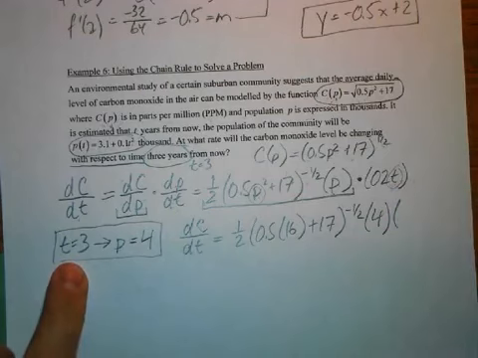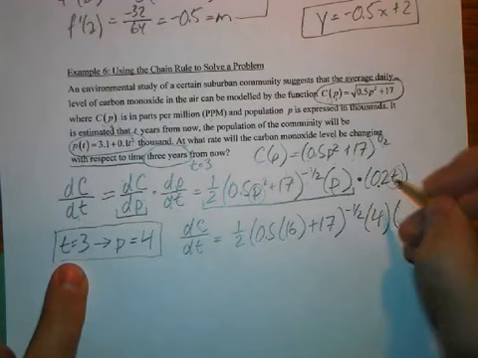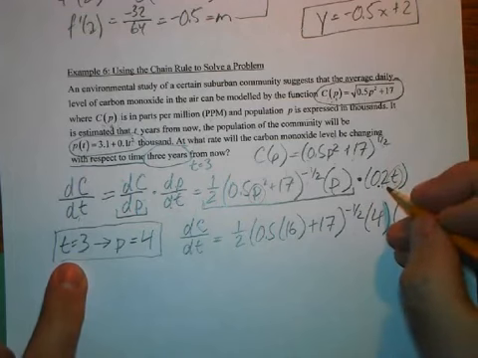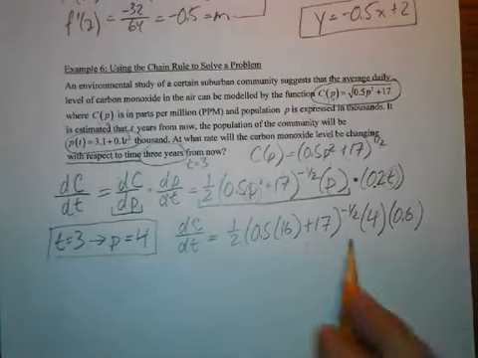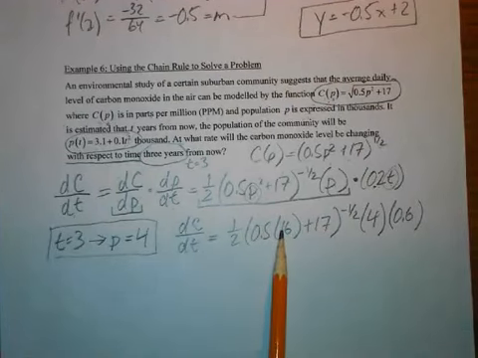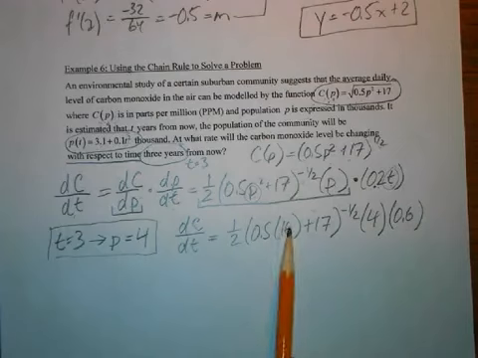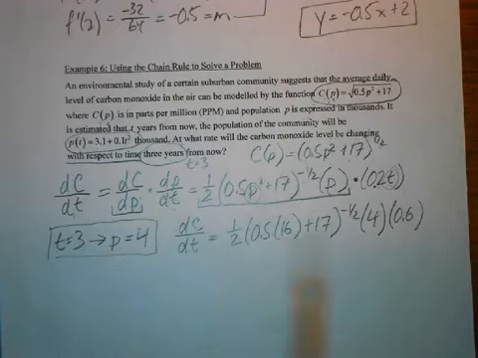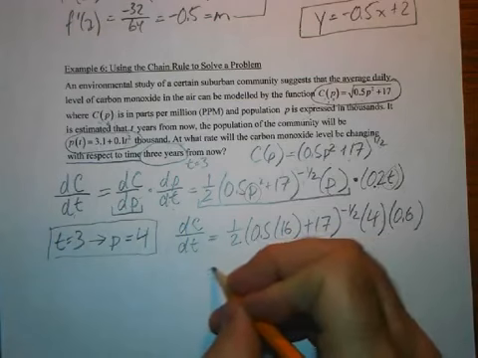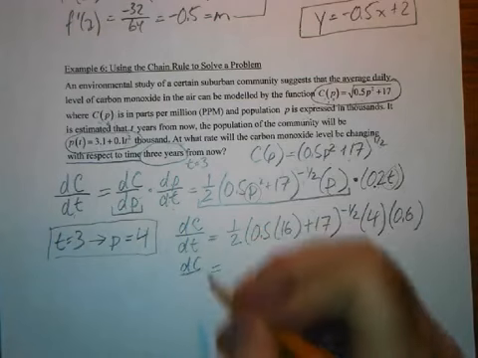Sorry, I forgot my decimal here. 0.2 times 3 is 0.6. Okay, so it's just a matter now of simplifying this. So 1/2 of 16 is 8, plus 17 is 25. And so this is 1 over the square root of 25, which is 1/5, times 1/2 times 2.4. That actually works out to be 0.24.